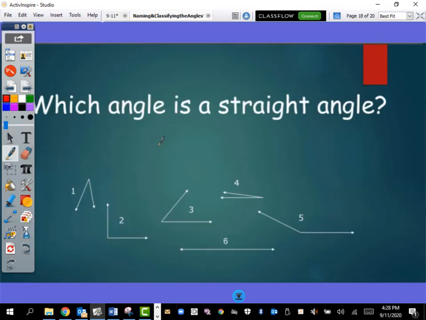Which angle is a straight angle? Is it number 1, 2, 3, 4, 5, or 6? Well, the only straight angle is number 6, so the correct answer is number 6. And that's it for this one.